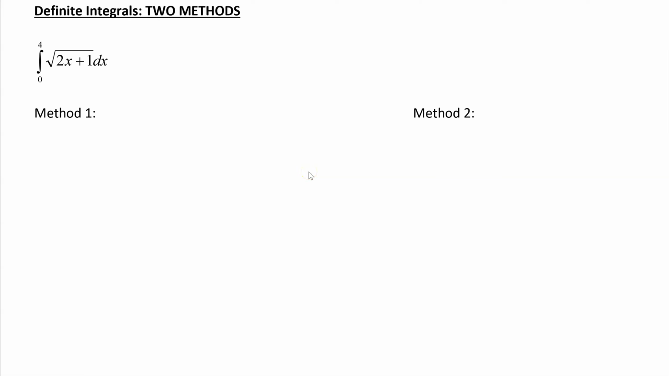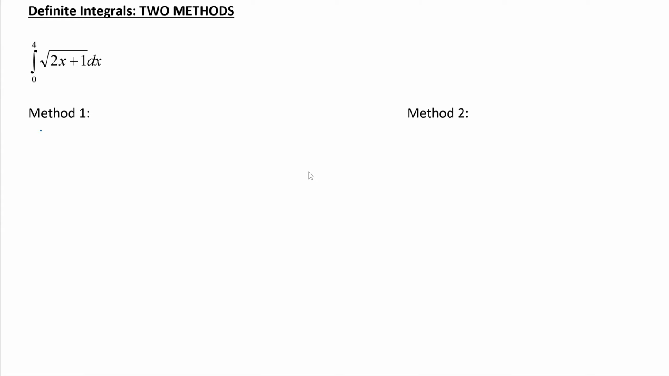All right, this is the last of our integration videos. This is a u-substitution with a definite integral. And I'm going to show you two different ways. One is the technical method and the other is the sloppy method. They both work really well. So let's try the first one, which is being very, very technical on everything.